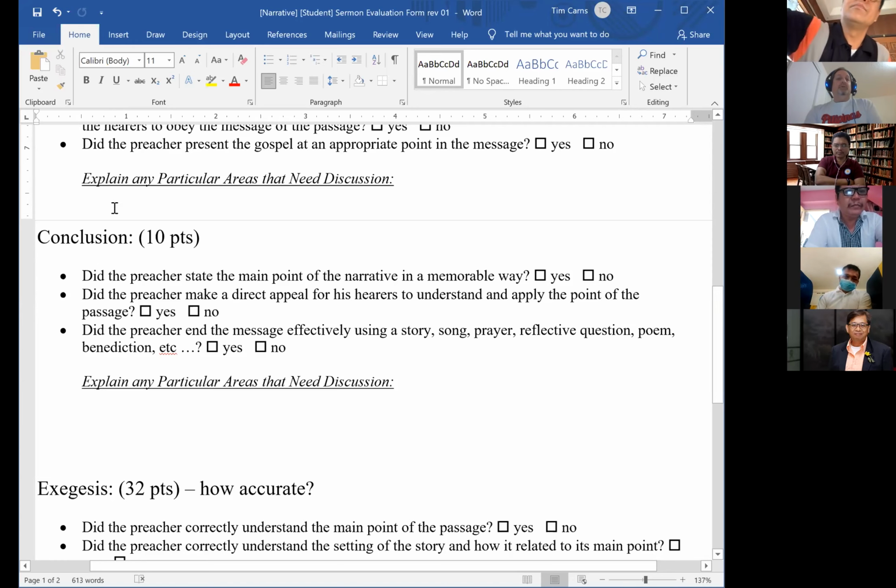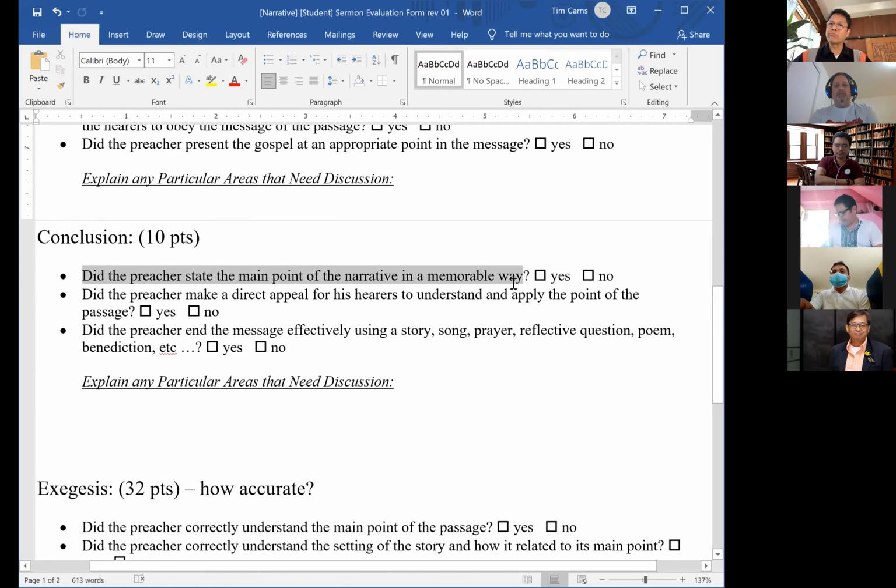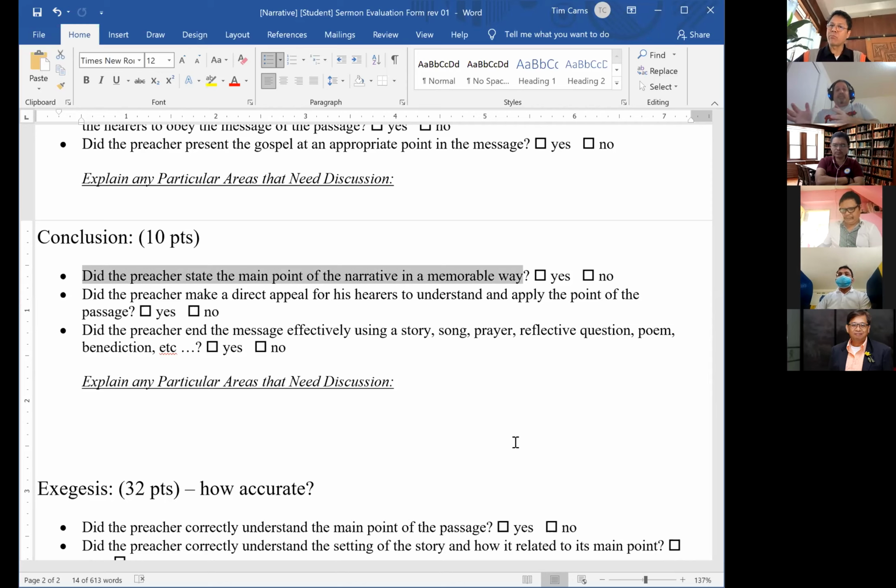Okay, so conclusion. What I'm looking for, I think an effective conclusion is, did the preacher state the main point of the narrative in a memorable way? So you may have already given the main point in the beginning of the sermon, if it's a deductive sermon. If it's inductive, you're leading them to the point, and you may have given it toward the end of the body of your sermon, or you might wait till the conclusion. That's okay for a story.